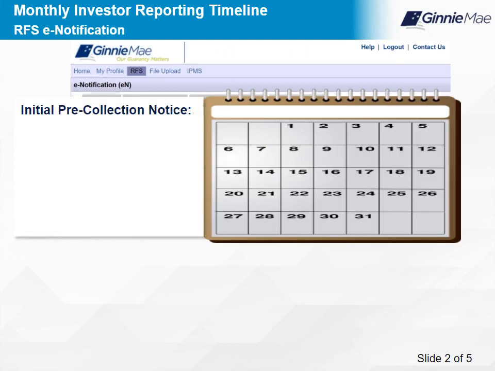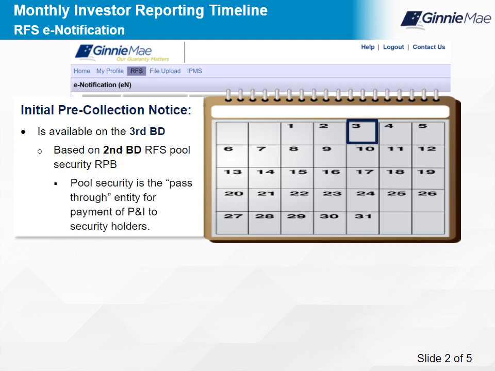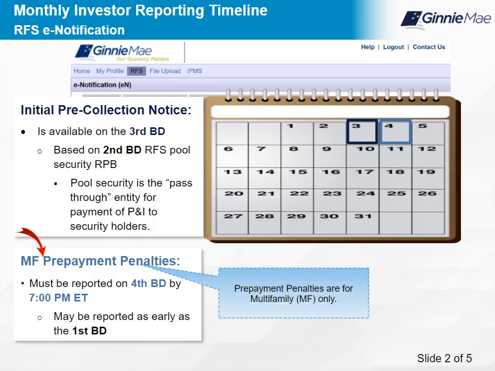After the issuer files are processed, RFS feedback is posted in e-notification. The initial pre-collection notice is available on the third business day, which is based on the second business day RFS Pool Security Remaining Principal Balance, RPB. Pool Security is the pass-through entity for payment of principal and interest, P&I, to security holders. Prepayment penalties must be reported by 7 p.m. Eastern Time on the fourth business day. However, they may be reported as early as the first business day.